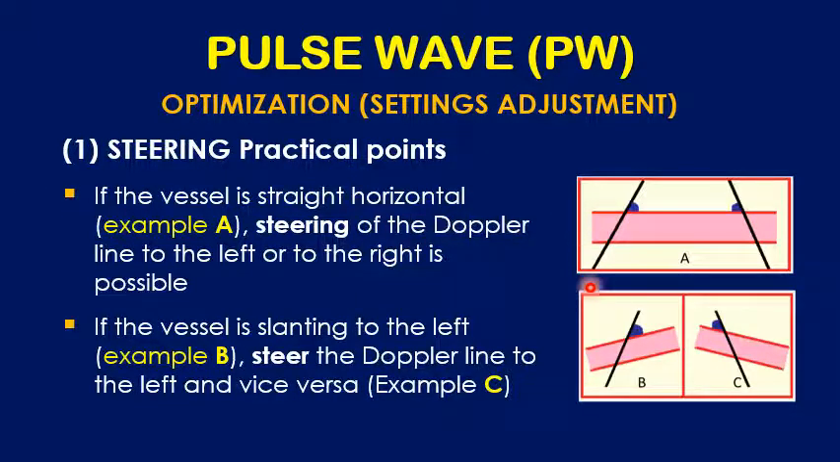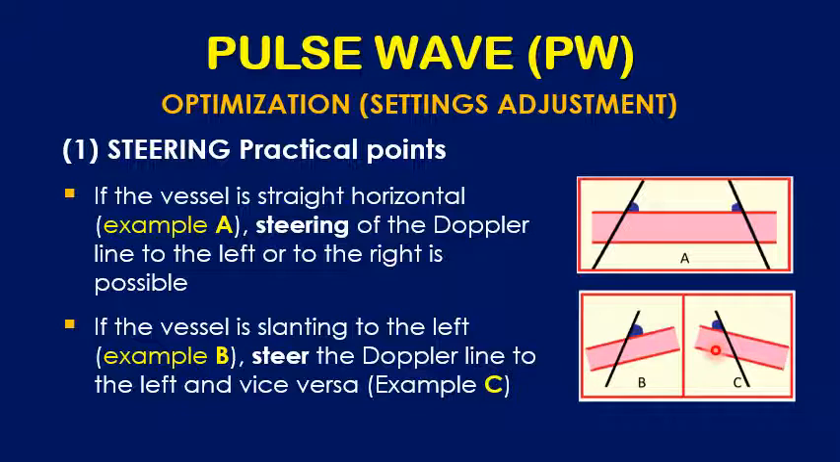In the first example here, example A, I'm having the vessel, it's almost horizontal. So whether I steer the line to the left or to the right, it doesn't make any difference because the angles here or there is the same. But if I'm having, for example, the vessel that is slanting to the left like this, so it's better to get the steering angle or the scanning line to steer to the left. So steering to the left because the vessel is diving to the left.